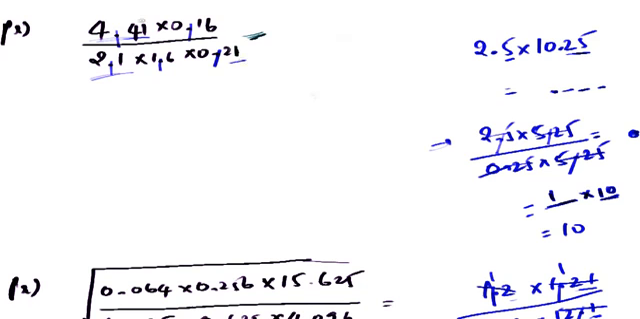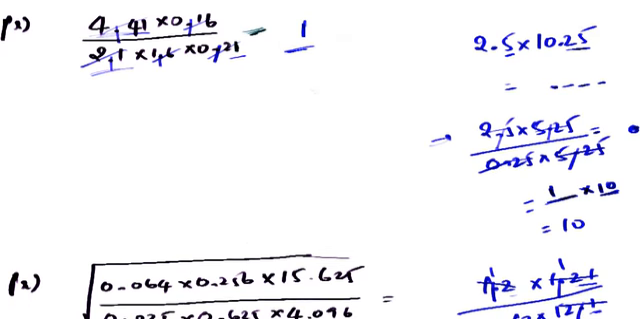21 into 21 is nothing but 441, so 441 goes. 21 into 21, 16 and 16 will go off, so the remaining number is only 1. You will be getting the answer as 1. This is how you solve the problem. Then go through the next problem.